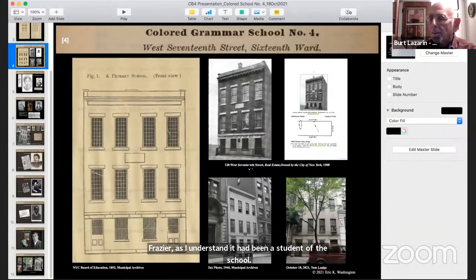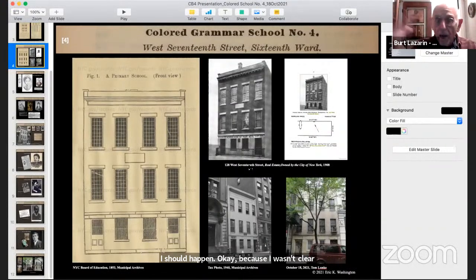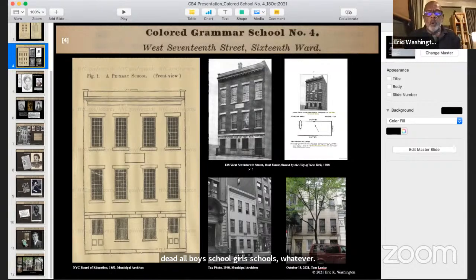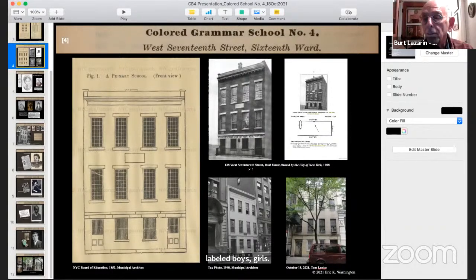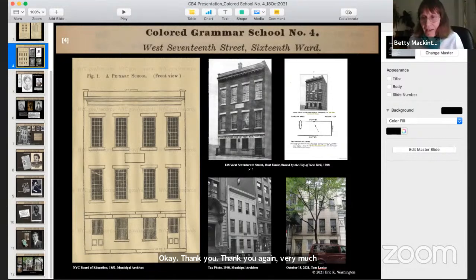Because I wasn't clear. I don't know how schools were arranged in those days in terms of gender, if they had all boys schools or girls schools, whatever. I think even the two doors on either side were once labeled boys, girls. Cool, separate entrances. Yeah. Okay, thank you. Thank you again very much. Thanks, Bert. Pam?